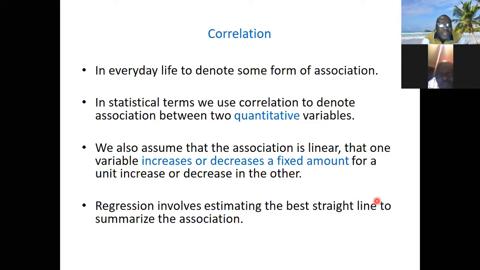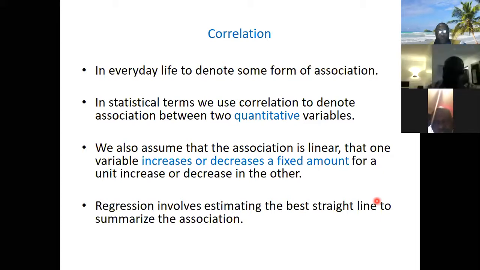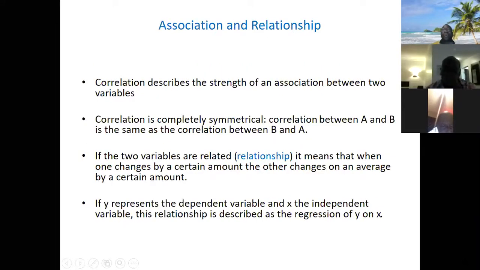Now, regression involves estimating the best straight line to summarize the association. We'll not be talking about regression now, but this is for correlation. Tomorrow, we'll talk about regression.